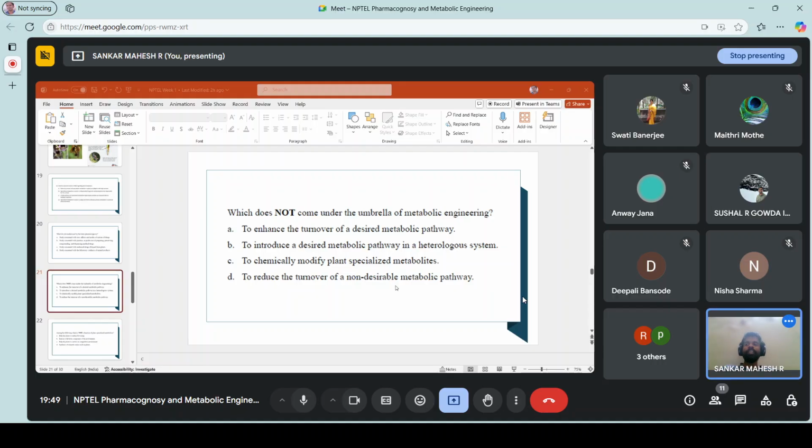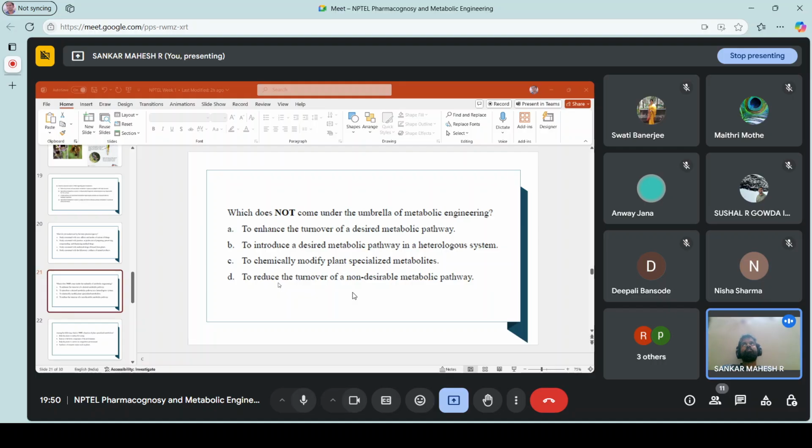With respect to option D, here one can imagine that when you have a pathway within a cell, you have multiple metabolites, and the metabolites usually get converted from one to another. They rarely accumulate within the cell. So, this means that there are multiple competing pathways that are interested in transforming a particular precursor. But if we shut down those competing pathways, that is what is mentioned here as reduce the turnover of a non-desirable metabolic pathway.